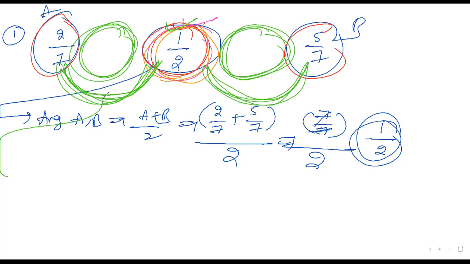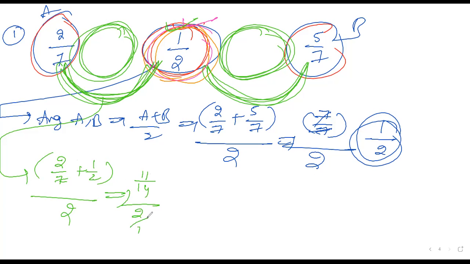Take the average of these two: 2 by 7 and 1 by 2, then whole by 2. The LCM is 14: 4 by 14 plus 7 by 14 is 11 by 14, by 2. That is 11 by 14 into 1 by 2. The answer here is 11 by 28.